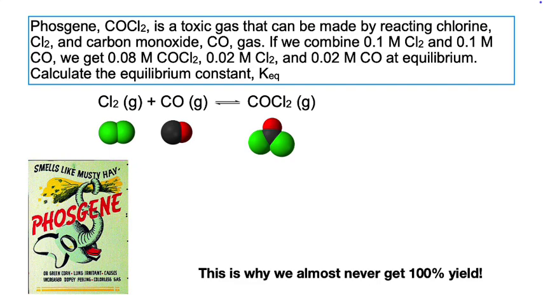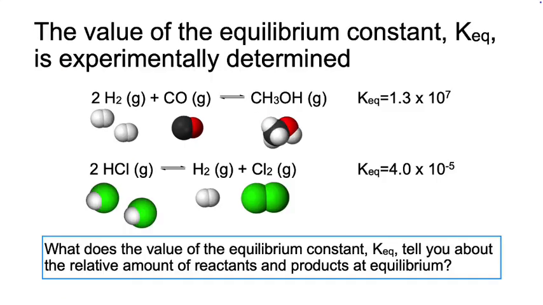Okay. This helps to explain why we almost never get 100% yield. Really what this is just referencing is that equilibrium in general explains why we almost never get 100% yield, because we always have a reverse reaction contributing to that system. The value of our equilibrium constant is experimentally determined, so we've got to run those calculations to figure out what's going on. What does the value of the equilibrium constant tell you about the relative amount of reactants and products at equilibrium? Blue box, thank you guys for jumping right into it. Answer the blue box.